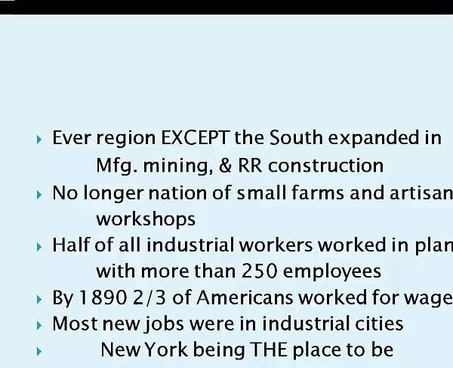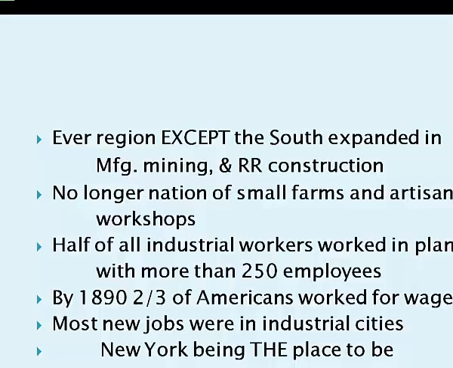By 1913, the United States produced a third of the world's entire industrial output. Half of all industrial workers labored in plants with more than 250 employees. And by 1890, two-thirds of Americans worked for wages, which made dreams of economic independence or owning your own farm or business unobtainable for most.